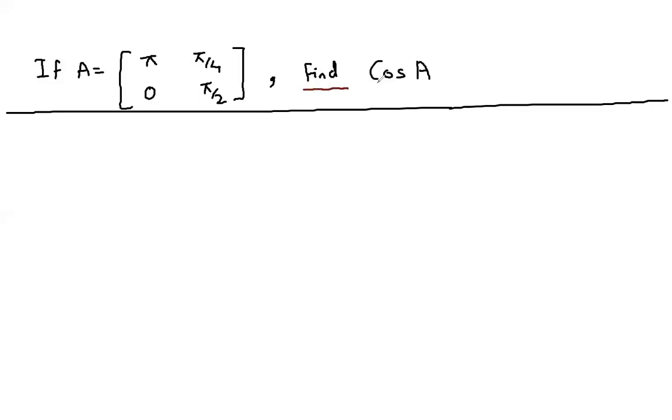In this question, we want to find cosine of A, and A itself is a matrix. So this is a function of a matrix. So cos is a function of matrix A. And how do you find cos A is what we will learn in this video. So let us begin. The solution starts like this.